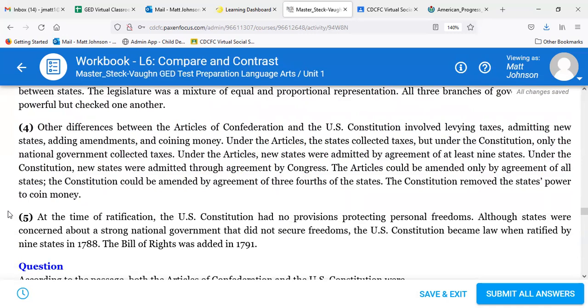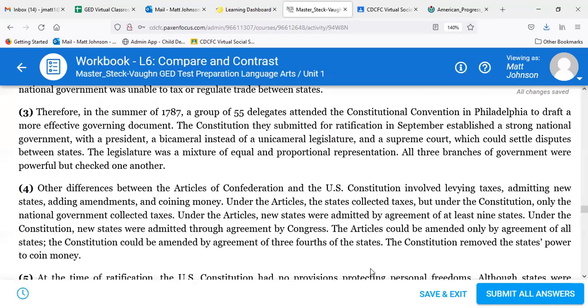At the time of ratification, the U.S. Constitution had no provisions protecting personal freedoms. Although states were concerned about a strong national government that did not secure freedoms, the U.S. Constitution became law when ratified by 9 states in 1788. The Bill of Rights was added in 1791.